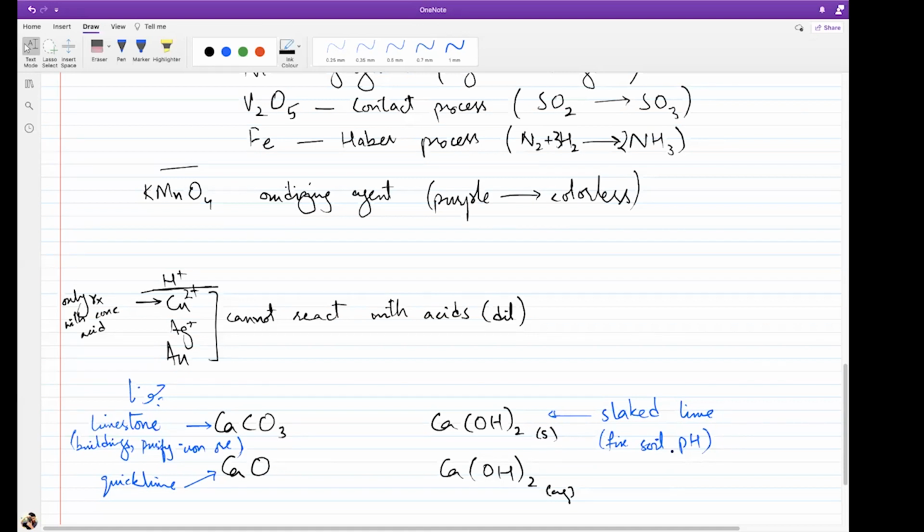Why don't we use it dissolved in water? Because if it is dissolved in water, it will absorb into the soil, and that way it will just remain. The soil will then become basic instead of neutral.